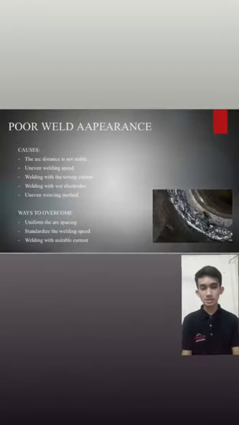So next, poor weld appearance. Causes: the arc distance is not stable, uneven welding speed, welding with the wrong current, welding with wet electrodes, uneven weaving methods. Ways to overcome: uniform the arc spacing, standardize the welding speeds, welding with suitable current.